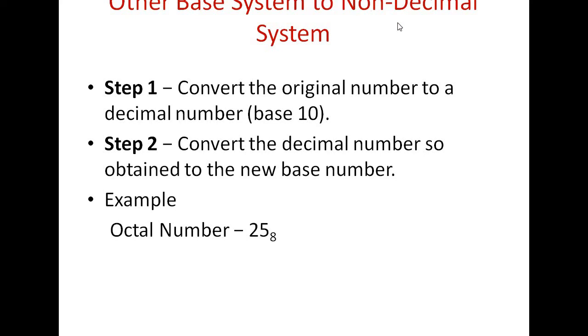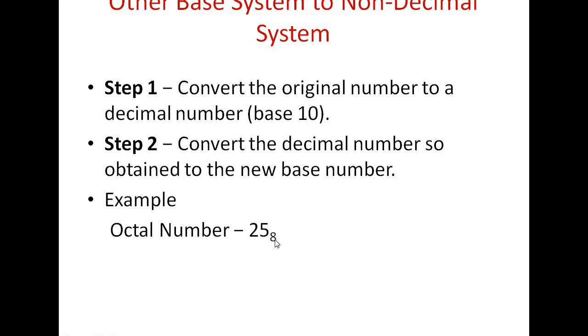First convert the original number to a decimal number, then convert the decimal number to the new base number. So first convert it to decimal, then decimal to the new base number. Let us consider one simple example. This is an octal number, 25. Why am I saying that this is an octal number system? The first thing is the base is 8.